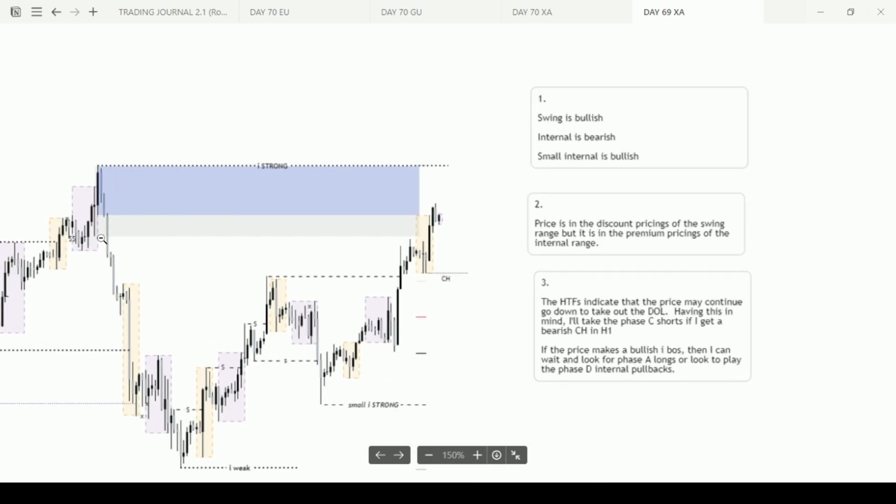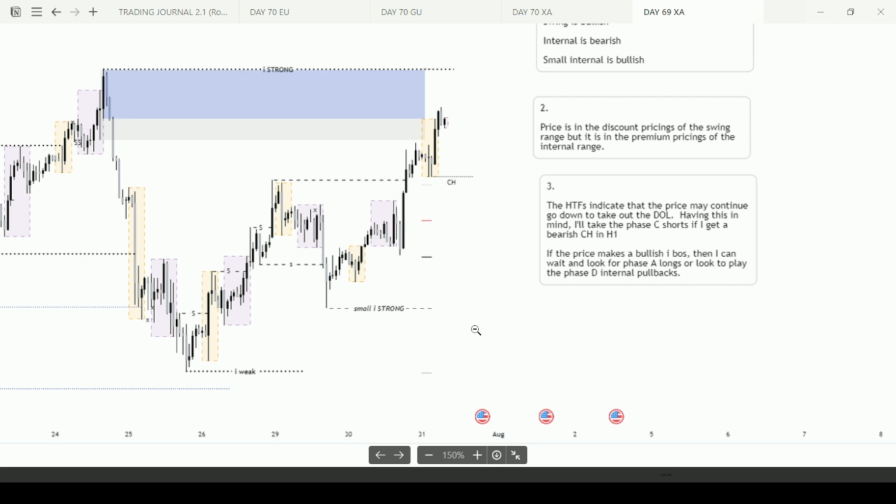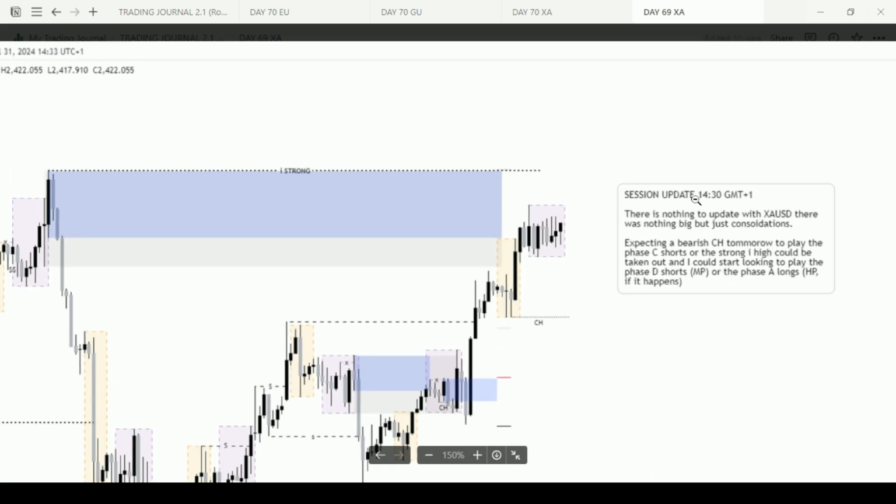Let's see, price tapped into the 4-hour supply, which I already know, and there is also this H1 supply. Since this range is very large, I can't trade directly into LC2A or LC2B. I need to wait for this bearish CHoCH. Then I can trade with confidence, take shots and play the small internal pullback. But till 2:30 GMT+1, there was nothing the price could offer me.